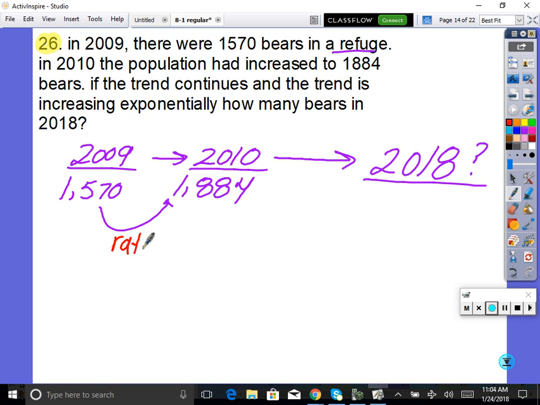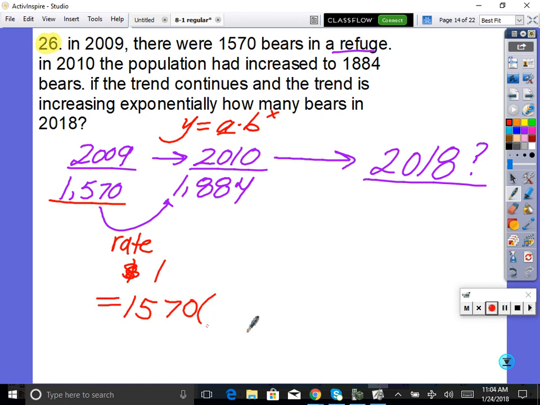First of all, don't I need to know my rate? So let's set up a true statement. If we're starting with this many bears, remember, exponentials have this form. Our starting amount of bears was 1,570. Now we don't know the growth or decay factor. We knew it grew, but we don't know that B value. In the end, we have 1,884 bears. And then how much time was between 2009 and 2010?